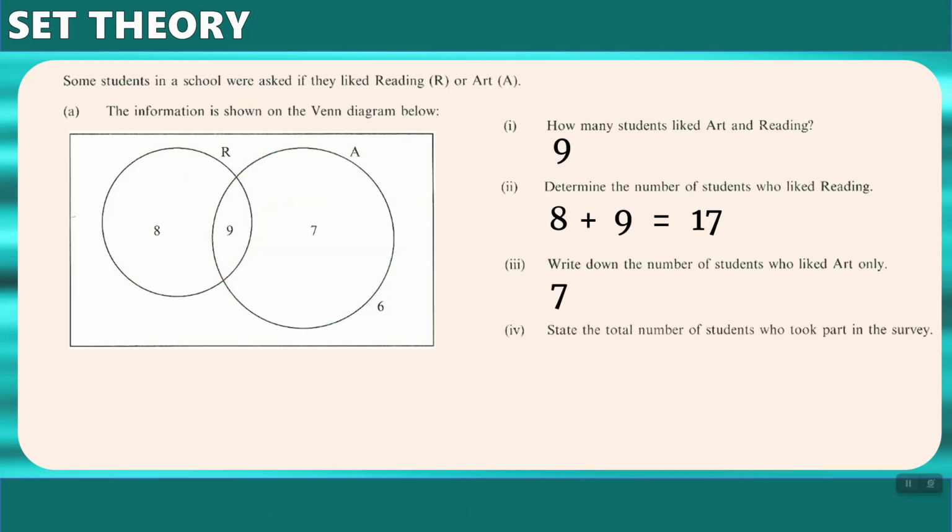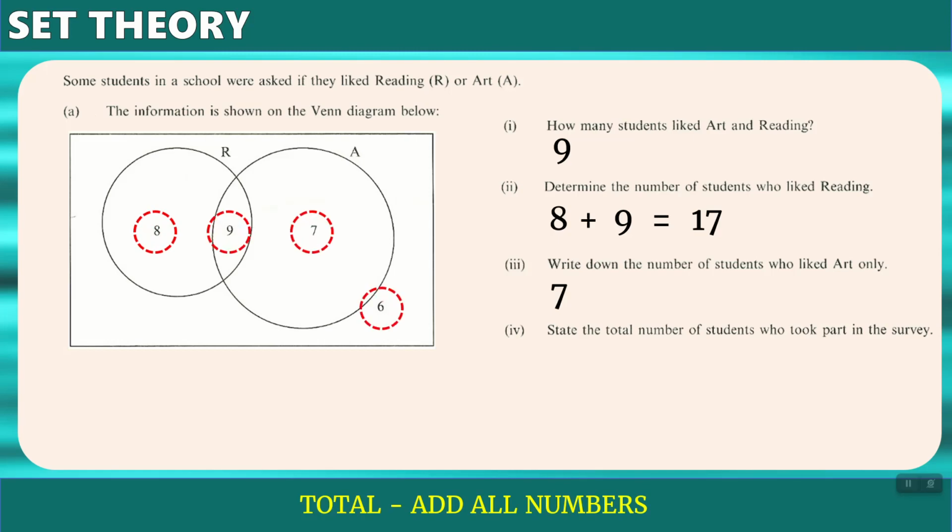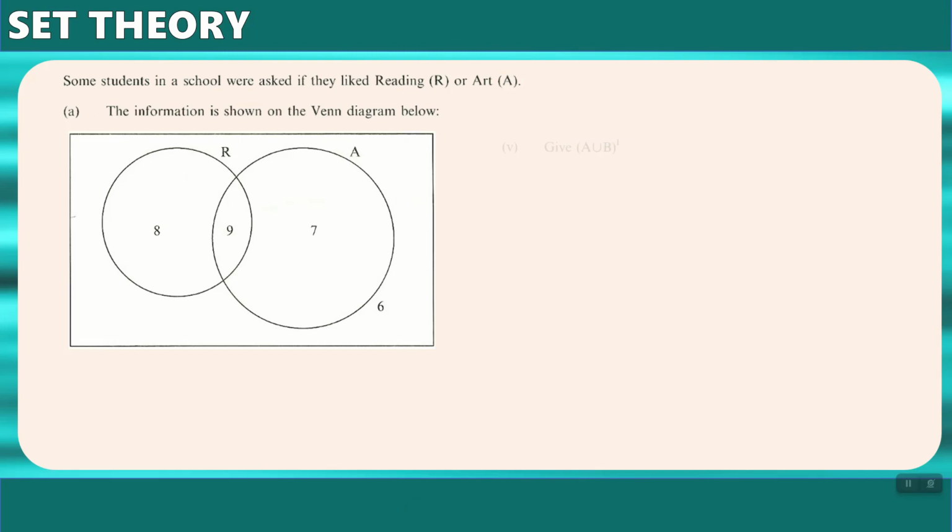Part 4 says, state the total number of students who took part in the survey. And we know total means we will add all of the numbers. And so we have 8 and 9 and 7, as well as 6. And you might be asking, well, why 6? That's not inside of the circle. But it doesn't matter. Those 6 people are a part of the survey where they asked students if they like reading or art. They didn't like either, but they're still a part of the survey and still significant. And so we add 8 plus 9 plus 7 plus 6, and we get 30. There were 30 students who took part in the survey.